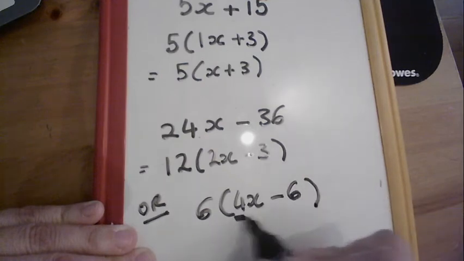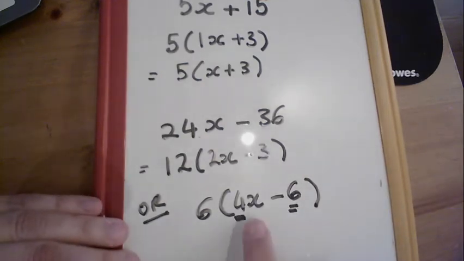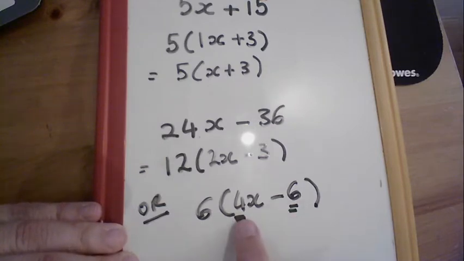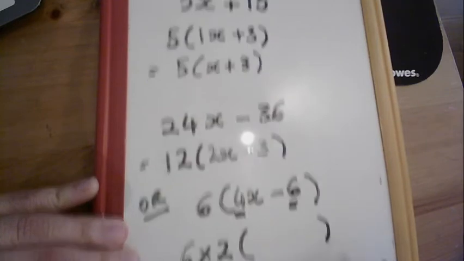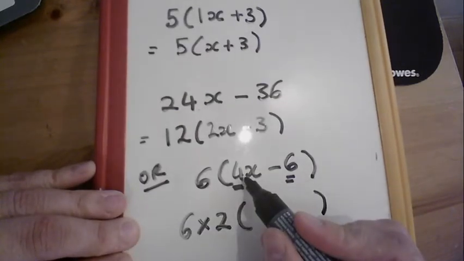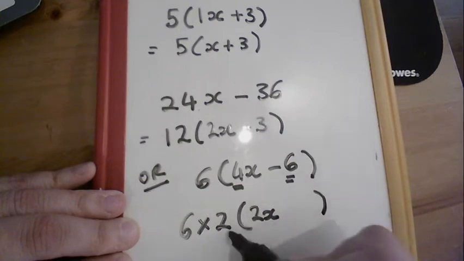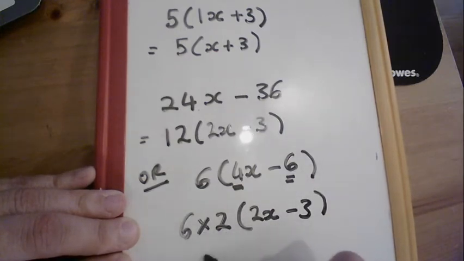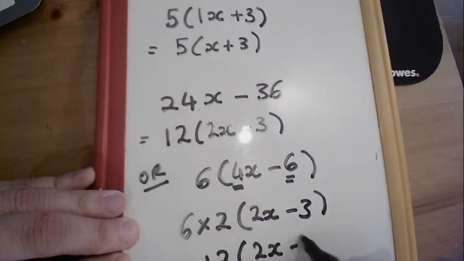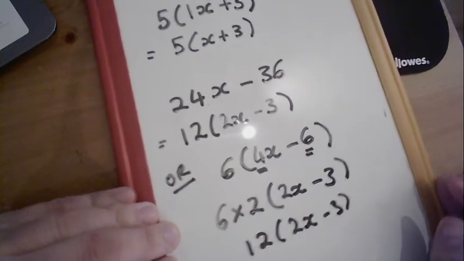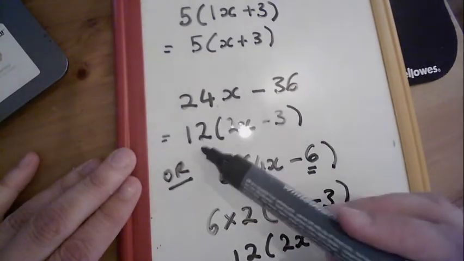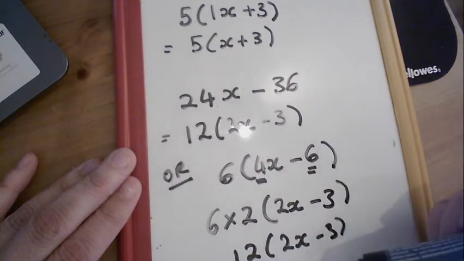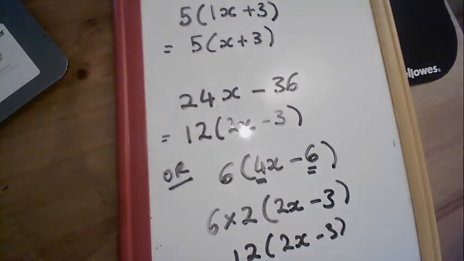But looking at this, I still can take out another number. So what goes into 4 and 6? What's a factor of 4 and 6? Well, a factor of 4 and 6 is 2. So I'm going to take the 2 out as well. Please notice I multiply things outside the brackets. 4x divided by 2 is 2x. 6 divided by 2 is 3. And 6 times 2 is 12. And I have now got the same answer. It takes a little longer doing it this way, but you get there too. So it would be easier to have spotted the 12, but you can do it if you don't spot the 12.